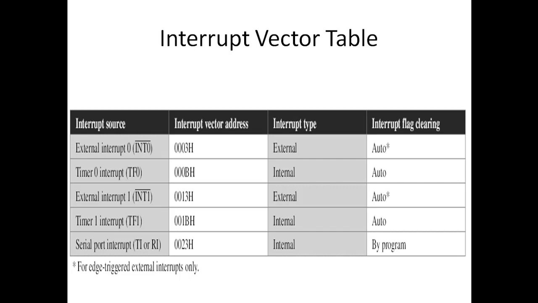So the essence is that at the interrupt vector address, the address of the ISR, where our ISR is actually stored in the memory, is there. For example, INT0 bar has an interrupt vector of 003H, TF0 has 00BH. So every interrupt has a particular interrupt vector address where the corresponding interrupt service routine is stored.